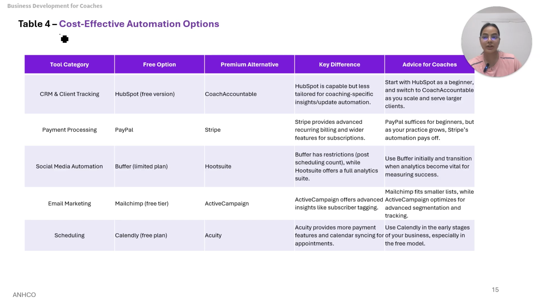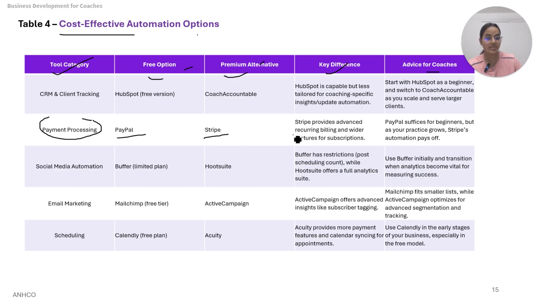Table number 4 talks about cost-effective automation options. Let's have a look at some categories of tools, the free option, the premium alternative, some key differences between them, and some advice for the coaches. Let's have a look at payment processing. The free option would be PayPal, and the premium alternative is Stripe.